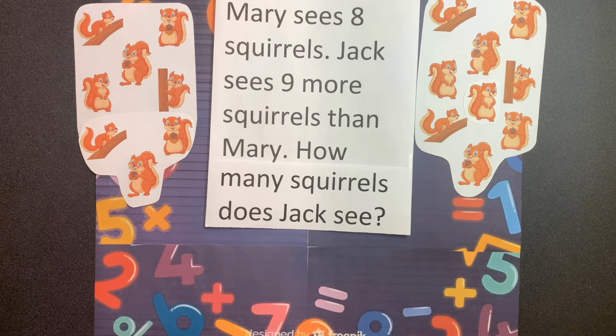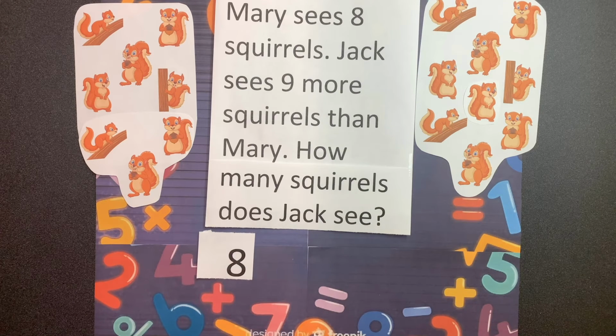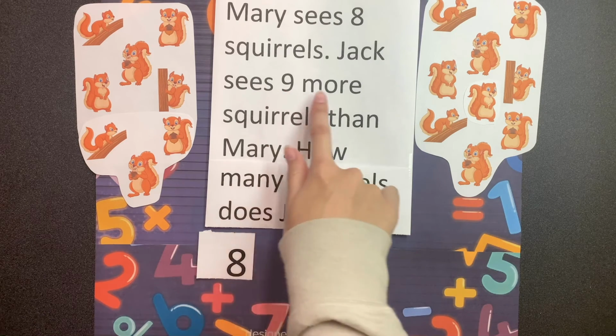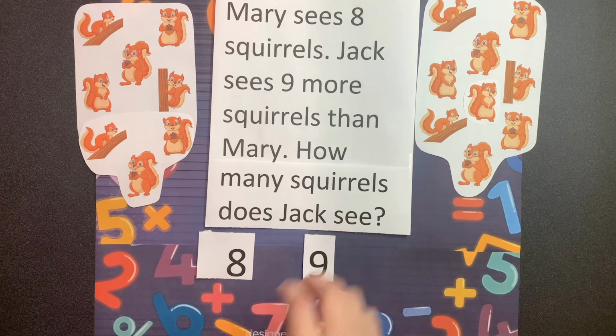What are some key details we can use to start writing out our equation? We know Mary saw 8, so that's a good start. What else do we know, friends? We know Jack sees 9 more, so we have our second number, 9. So now our two numbers are 8 and 9.